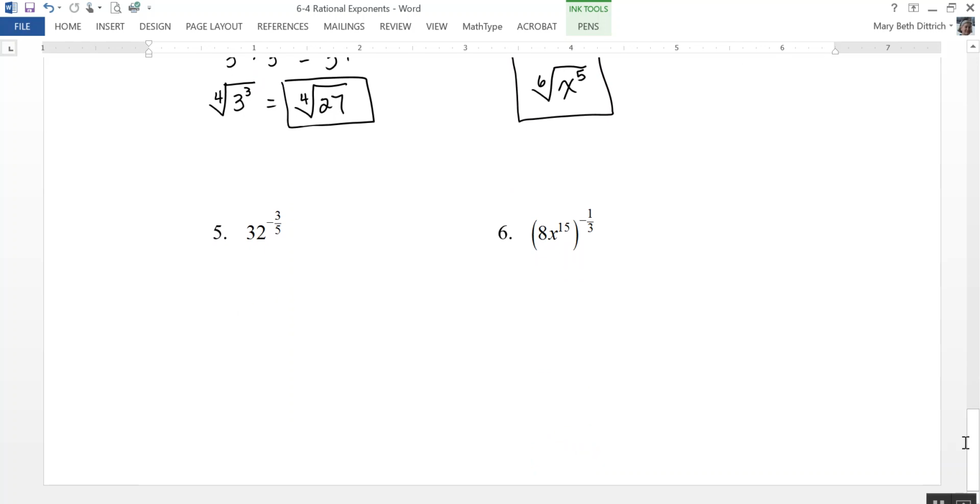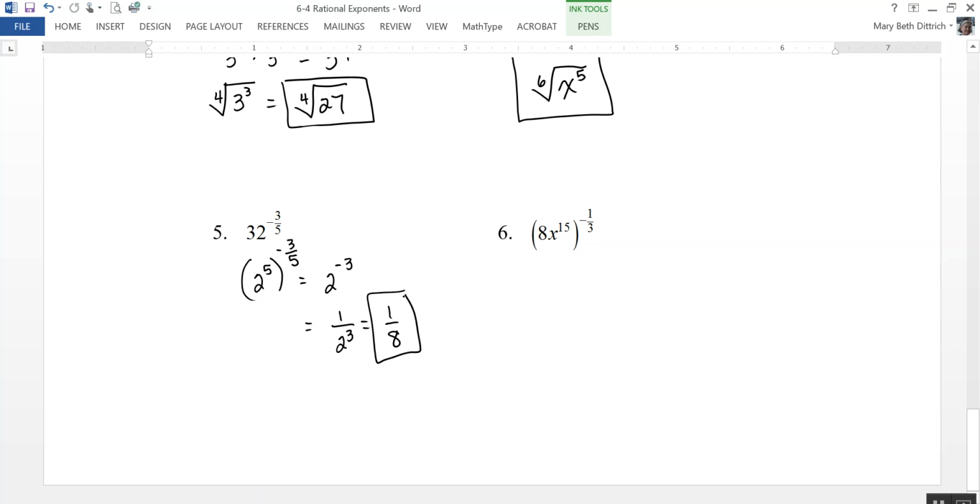Number 5, 32 raised to the power of negative 3/5. I'm going to rewrite 32 as 2 to the 5th power. And when I raise that to the negative 3/5, you can see what's going to happen. I'm going to use the rule that says that if I have an exponent inside a parentheses and an exponent outside, I multiply them. So 5 times negative 3/5 is equal to negative 3. So now I have 2 to the negative 3, which is the same as 1 over 2 to the positive 3, which is equal to 1/8.